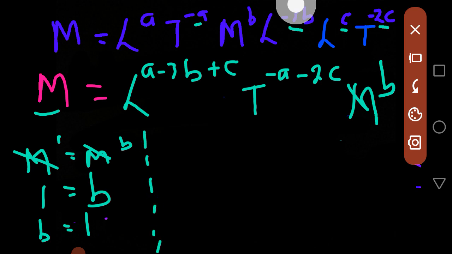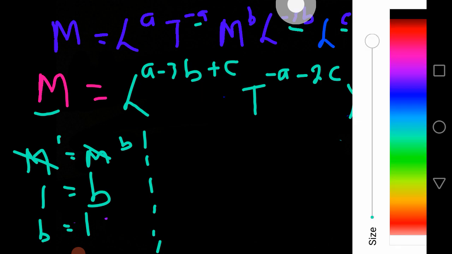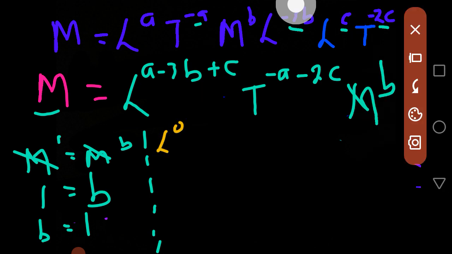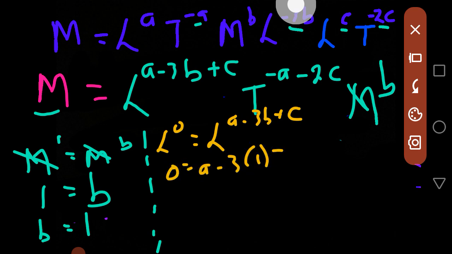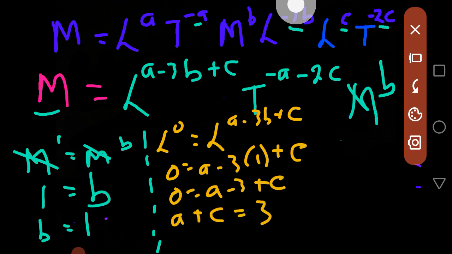After finding B, I can simplify this one here. I'm going to have my L to the power 0 being equated to my L to the power of A minus 3B plus C. So this is going to be 0 is equal to A minus 3, since I have found B, which is 1, and then plus C. So 0 is equal to A minus 3 plus C. So A plus C is equal to positive 3 if that 3 crosses the side.